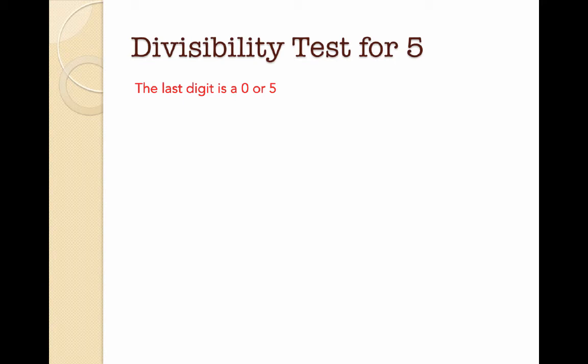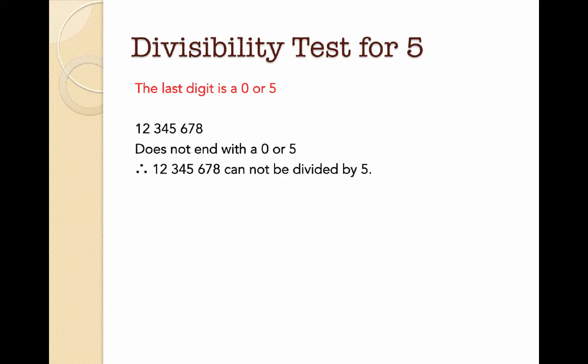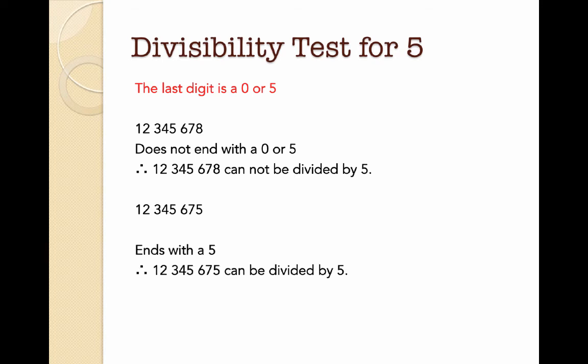Alright, the last one, for 5. Another one that you learnt probably in primary school. And the only test is that if the last digit is a 0 or a 5, it can be divided by 5. So our number, 12,345,678, does not end with a 0 or a 5, which means that it cannot be divided by 5. However, if I change that 78 into a 75, our big number can now be divisible by 5 because it ends with a 5. Hooray!